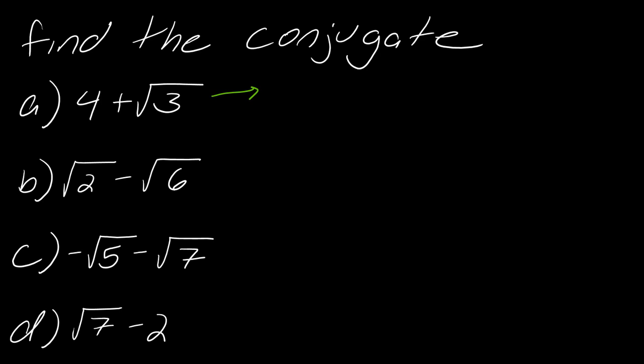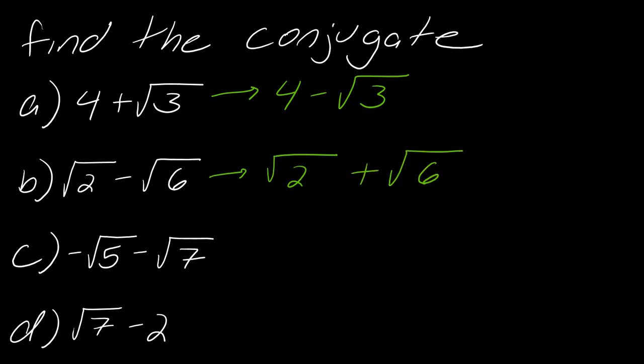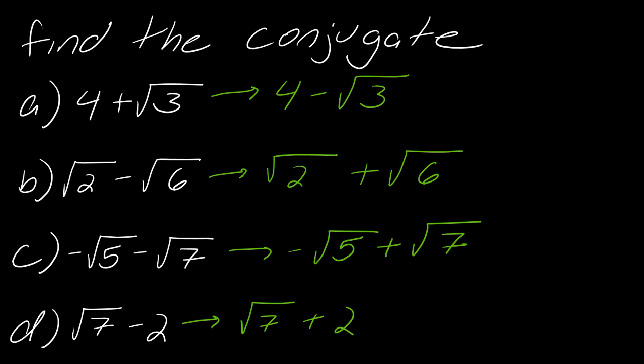So for instance, if I have 4 plus the square root of 3, I'm going to rewrite the conjugate as 4 minus the square root of 3. Or if I have the square root of 2 minus the square root of 6, I'll rewrite this as the square root of 2 plus the square root of 6. So it doesn't matter what sign is here, it's just the sign in between. And so in this case, it's going to be negative square root of 5 plus the square root of 7. And then for this last one, just to finish driving this concept home, this will be the square root of 7 plus 2. So you just change whatever sign is in the middle.